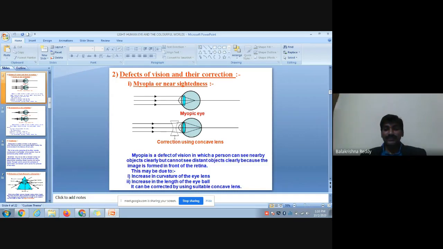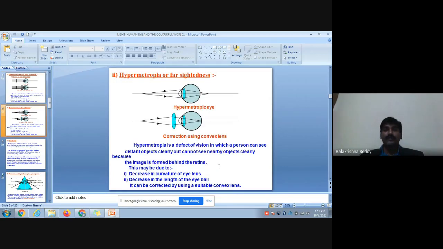The optician will make the lens according to how much defect is present. If you wear this concave lens from the optician, then the image suitably forms on the retina. Therefore, we can overcome the eye defect of myopic eye, and we can see what is going on the board very properly. This happens due to two basic reasons: an increase in curvature of the lens and an increase in the length of the eyeball. It can be corrected by using a suitable concave lens.